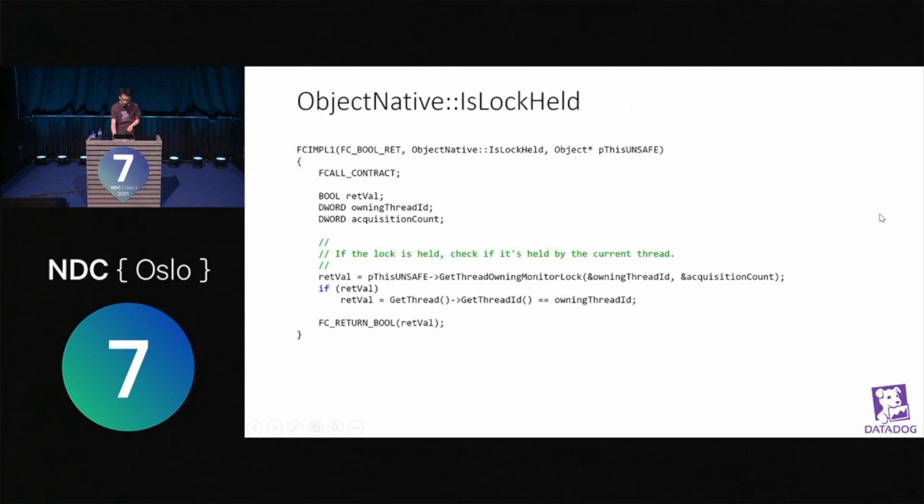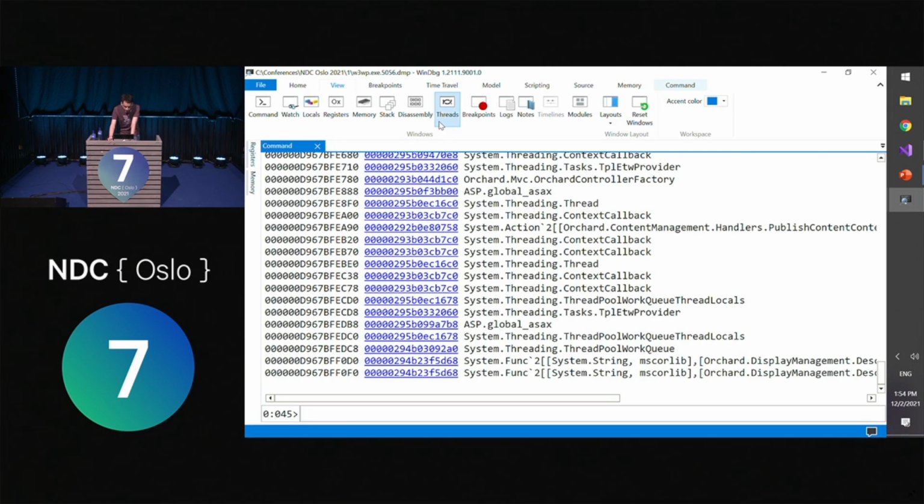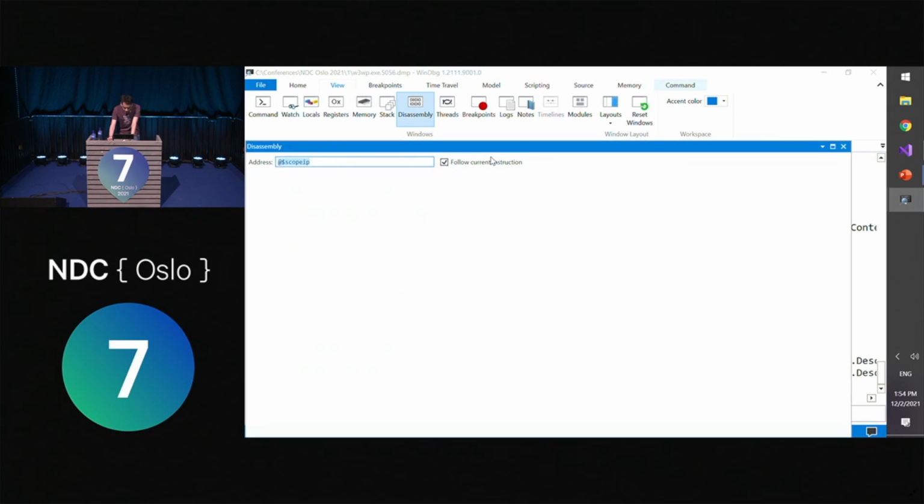On Windows x64, the CLR is using this calling convention. The first argument is stored in the RCX register, the second one in RDX, then R8, and then R9. And so if between the beginning of the method and the moment of the crash, the value of the RCX register hasn't changed, I will be able to find my argument in there. So I decided to check the disassembly of the method.